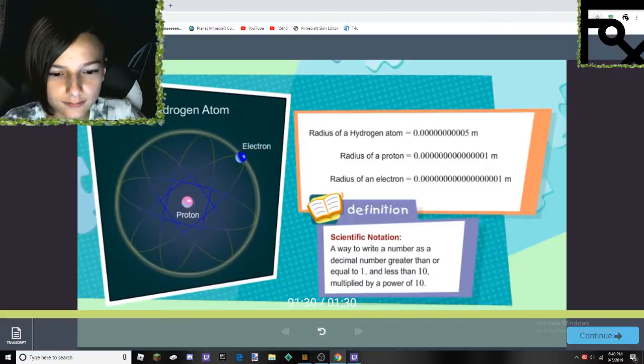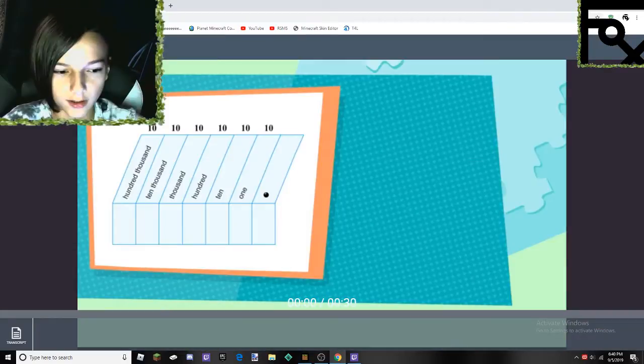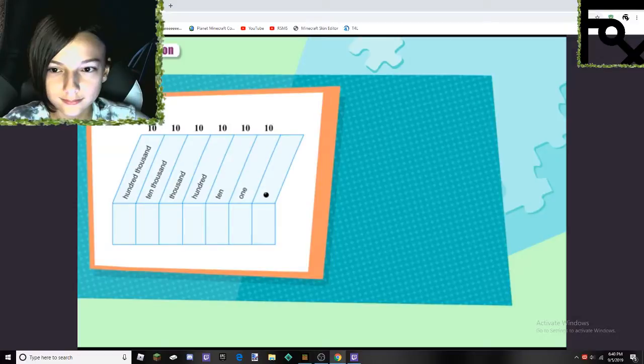Yes, I know. I taught myself that like 5 years ago. To help us understand how scientific notation is used to write very small numbers, let's first review the powers of 10. We know that 10 to the power of 0 equals 1.